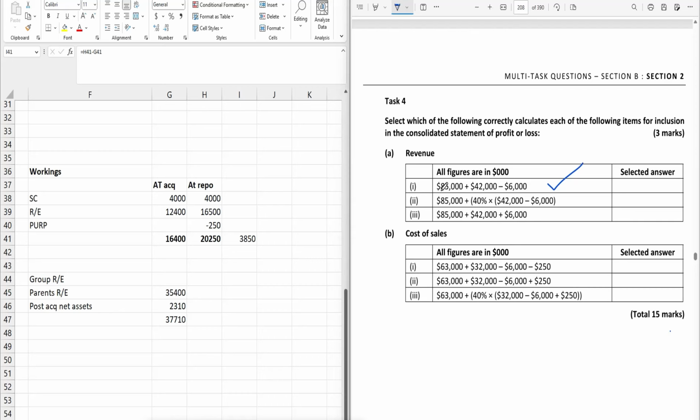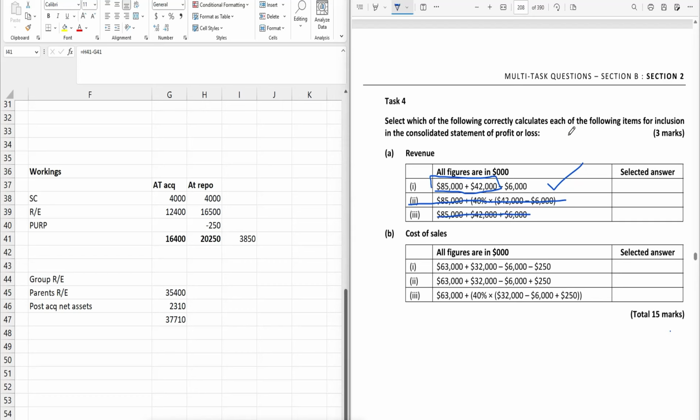Why so? We already know that we will add these two, and there are only two options where these two values have been added. So the second option has been eliminated. And we need to subtract for the intra-group transactions. They are adding this 6,000 in option 3, so that has also been eliminated. So only the first option is correct.